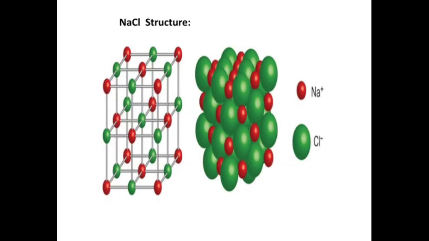This is the structure of the NaCl crystal. Sodium and chloride ions are arranged alternately in an ionic bond and they share a high attractive force.